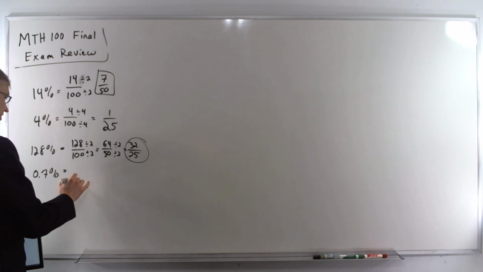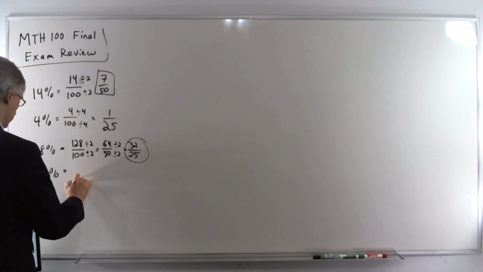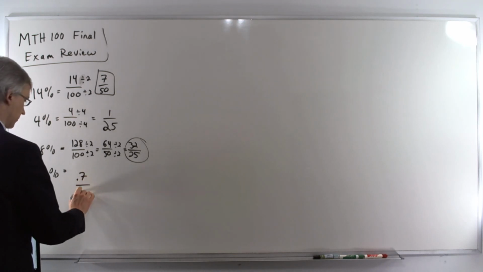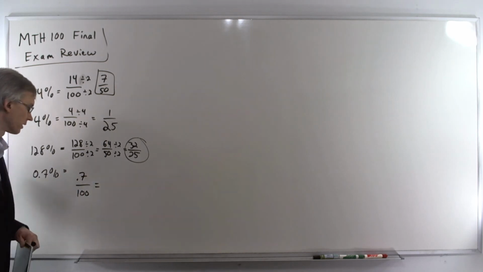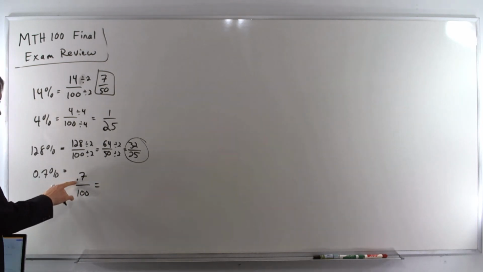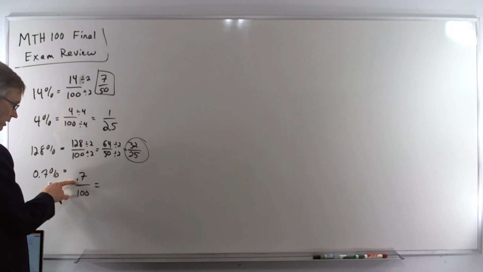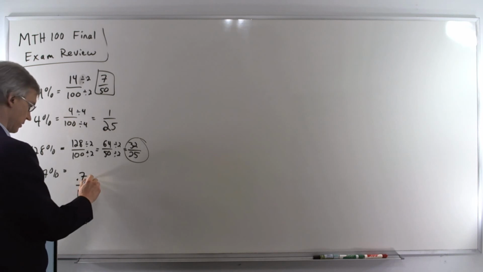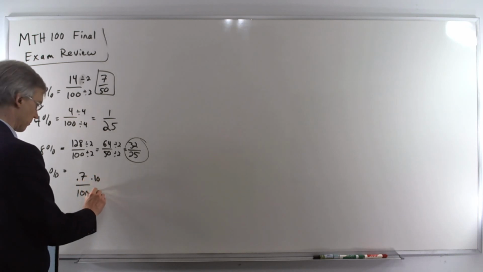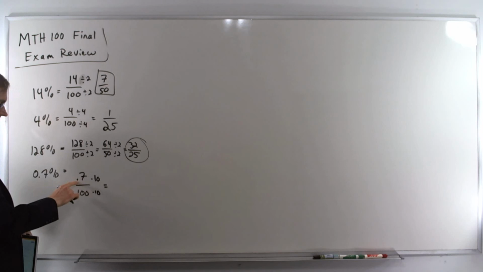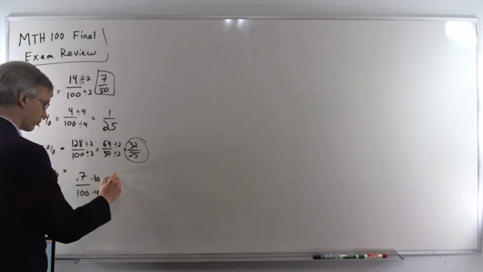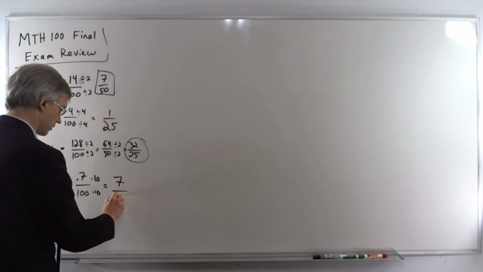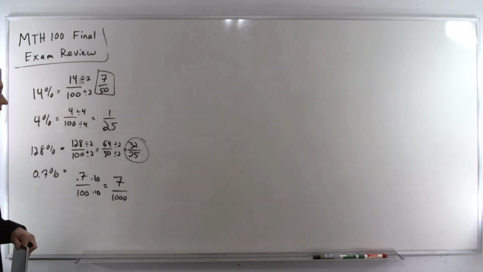And finally, 0.7%. Now these are a little tricky because we got this 0.7 on top. We want to get a whole number, so this time, instead of dividing, we're going to multiply both the top and bottom by 10. That'll move this decimal 1 to the right, giving us a whole number. So that is 7 over 1,000.